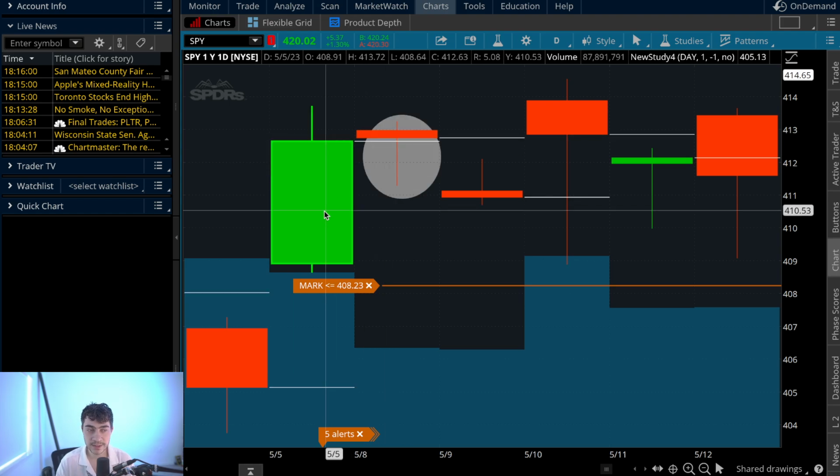But anyways, this is another thing called measuring the move. Right here, if SPY's going to have this big green bullish day, it went from 408.64 to 413.72 on this nice green bullish day.